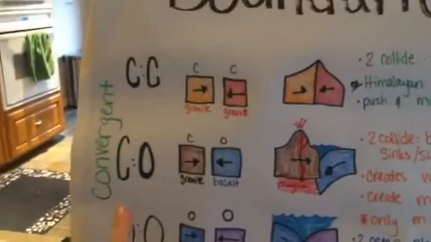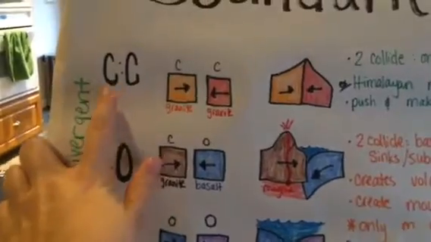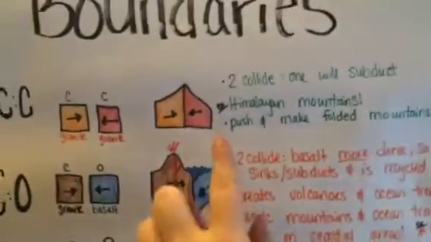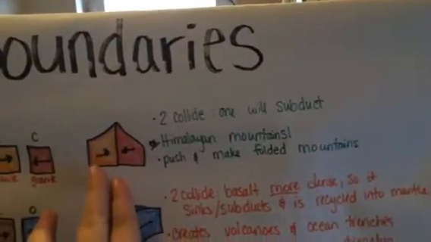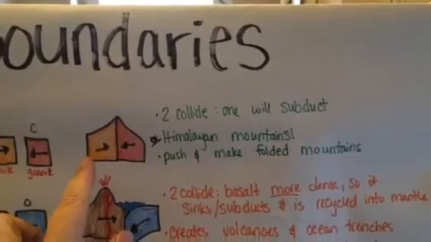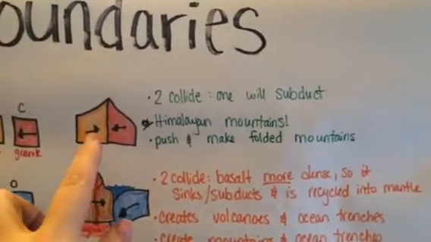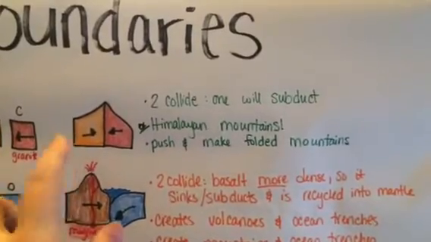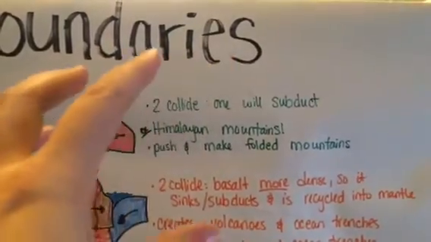So my 3 types of convergent boundaries. I have continent to continent, so they're both made out of granite. They're both the same material, so when they collide, eventually one of them will subduct just because it gets tired of pushing. Our example that they like to test on is the Himalayan Mountains, because they're both 2 continental plates moving.